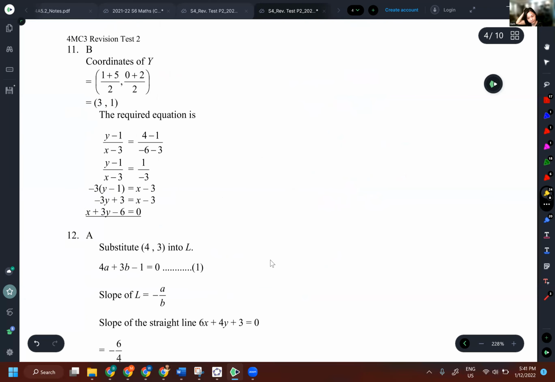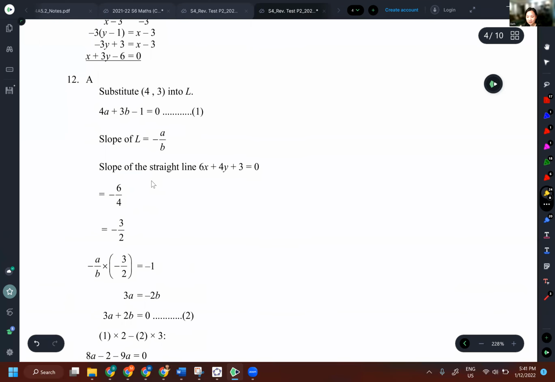Next one. The midpoint formula to find the coordinates of y, and then use the 2-point form to find the equation of yp, I think.